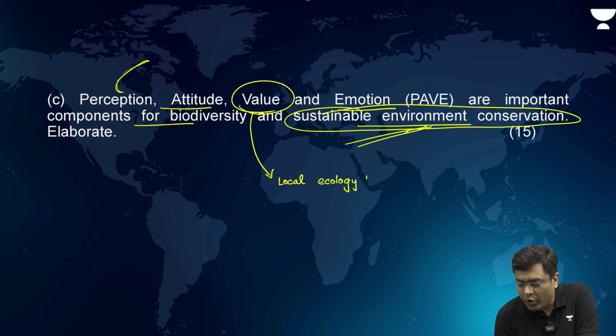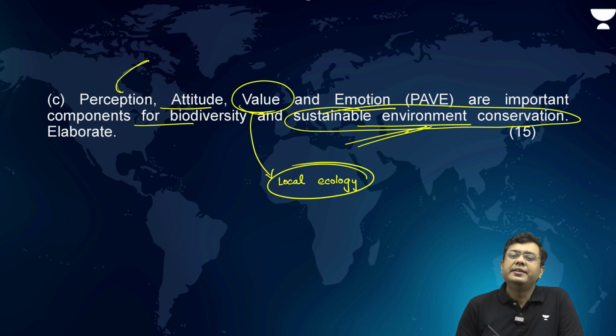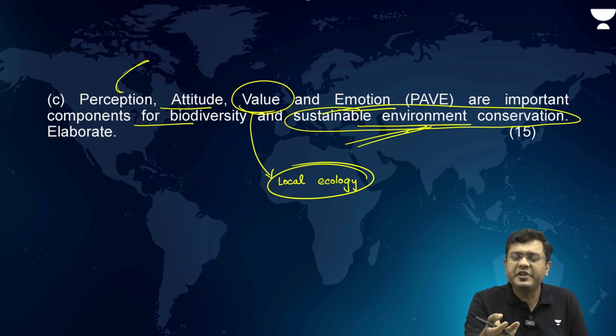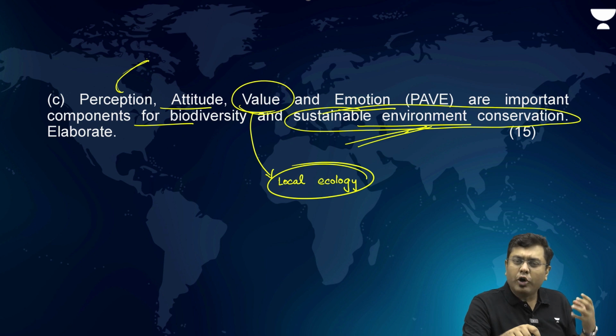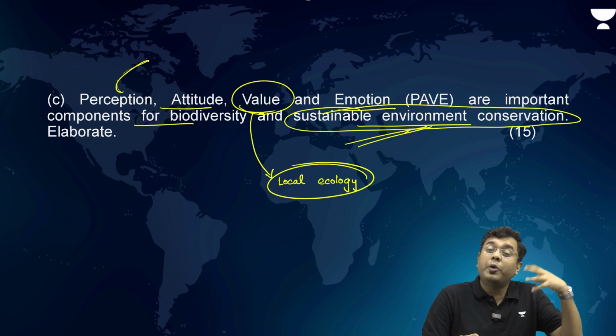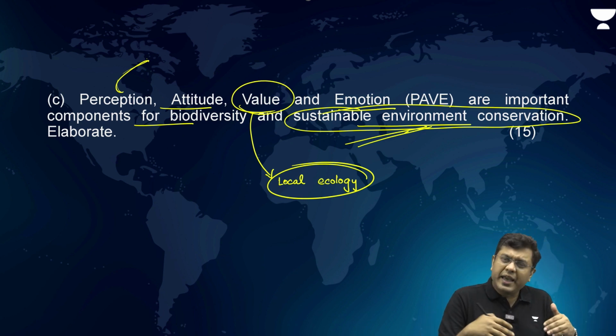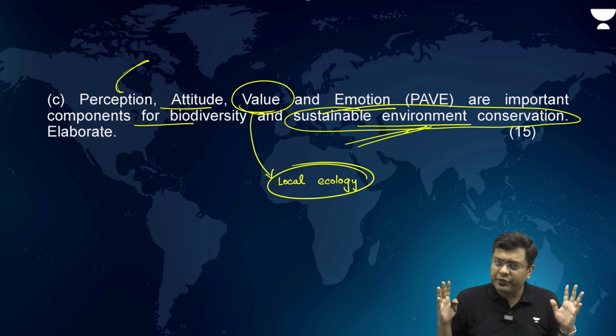That local ecology, if it is benefited, then you will have ecosystem services which can be availed. For example, you will have cleaner air, cleaner water, water security will be provided, resources will be available, crop produce will be much more. So, there are multifarious benefits associated.